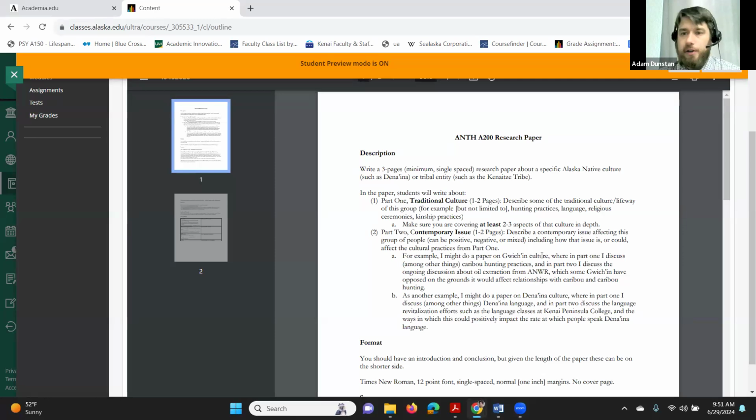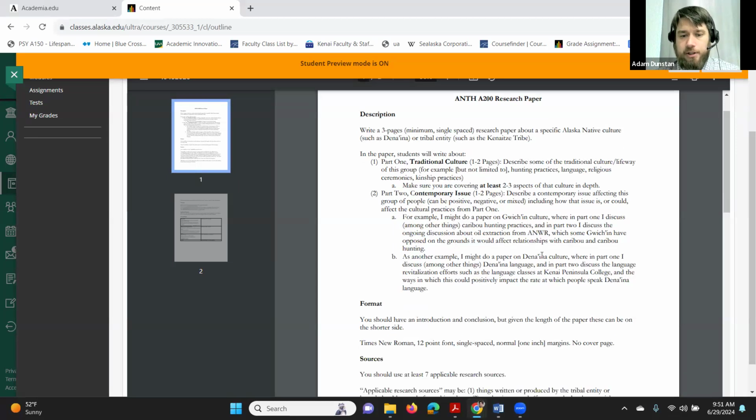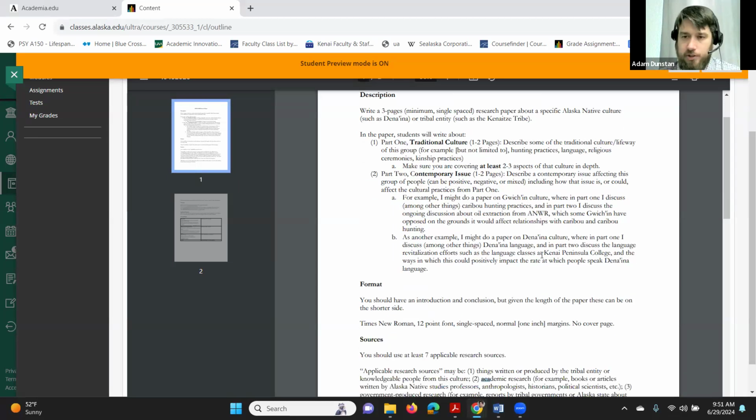But this could also be a lot of other things. You could write about things like the UPIC immersion program, schools up in Anchorage or something like that, a kind of positive contemporary thing. But the point is, it needs to be contemporary. It needs to be something modern day.